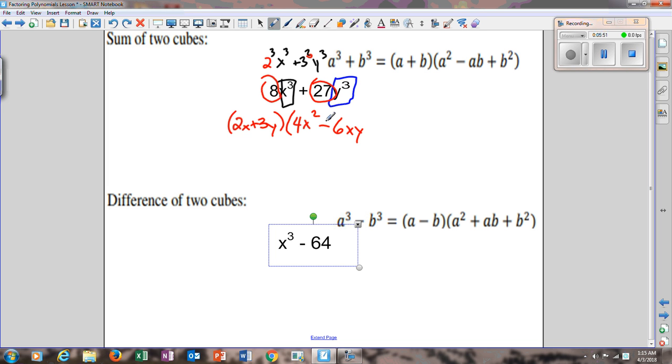And then your last term would be 3 squared, which is 9. So there's going to be a plus in there too. Plus 9y squared. Now from here, this takes us into a different type of factoring. So we have 2x plus 3y. I'm going to make this a little neater. Plus 9y squared.